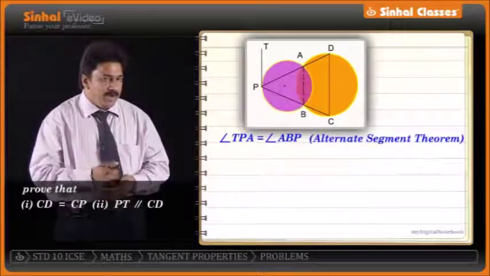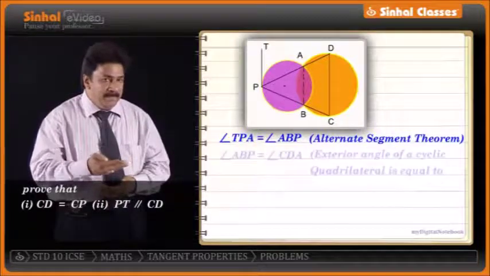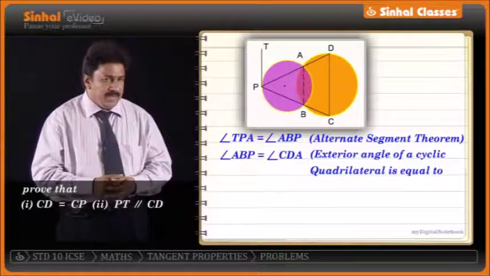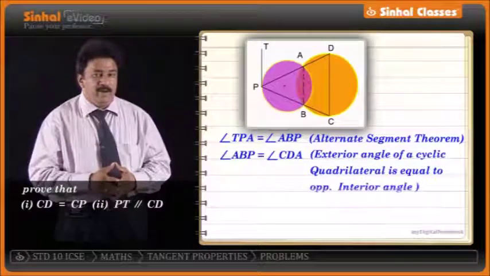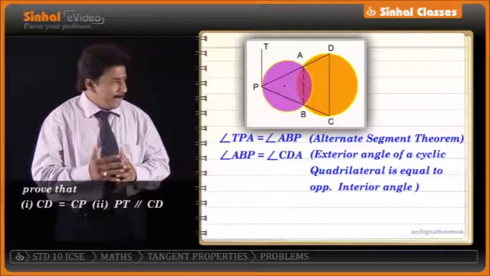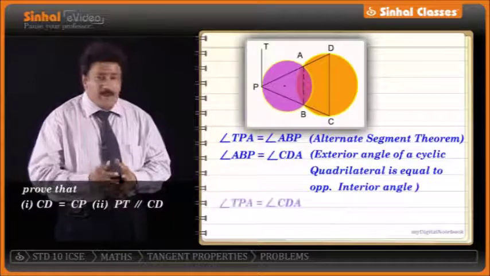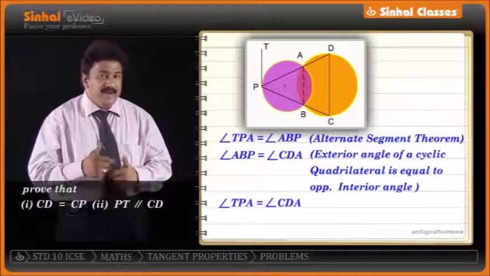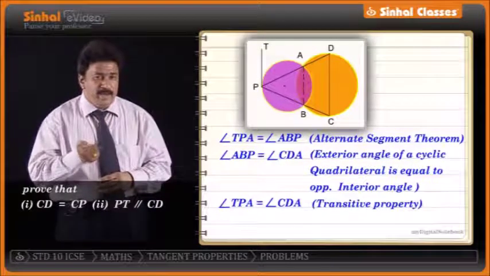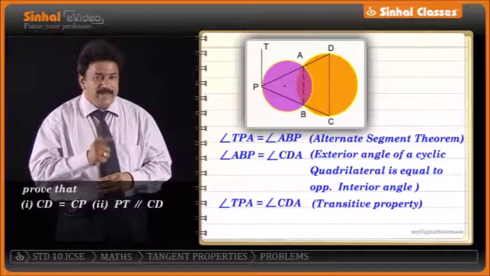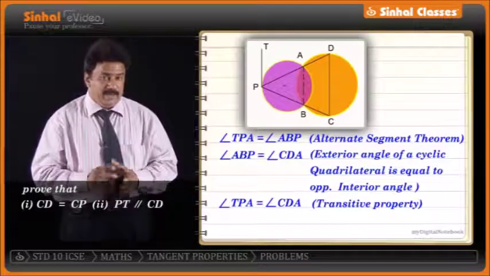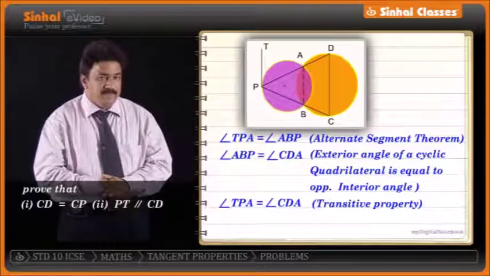Further down the line, what can I get? I can write angle ABP is equal to angle CDA. What's the reason over here? Exterior angle of a cyclic quadrilateral is equal to the interior opposite angle. Yes, from above what do I get? TPA is equal to angle CDA. How do you get this? Transitive property. Now, what is the transitive property? If A is equal to B and B is equal to C, can I say A is equal to C? Yes. This property is nothing but the transitive property. Same property I have used in the previous finding.